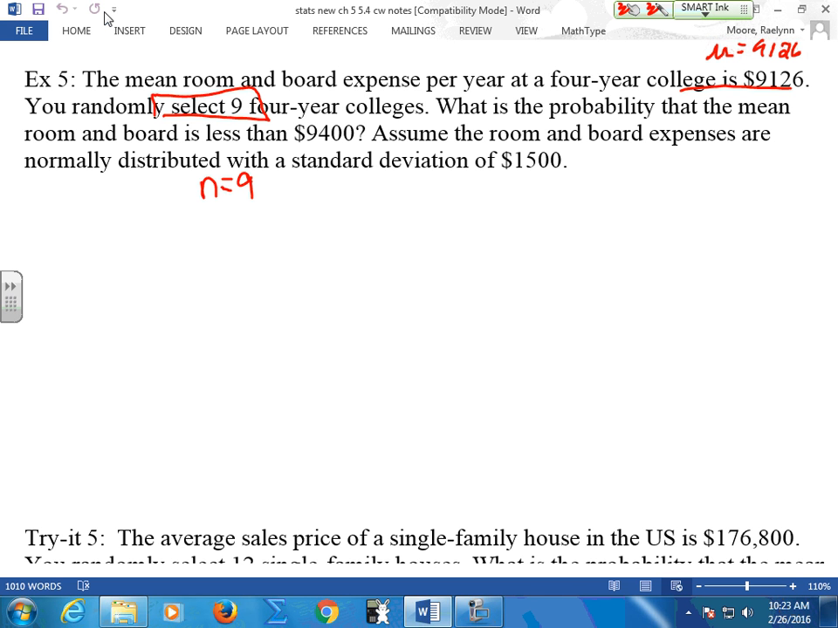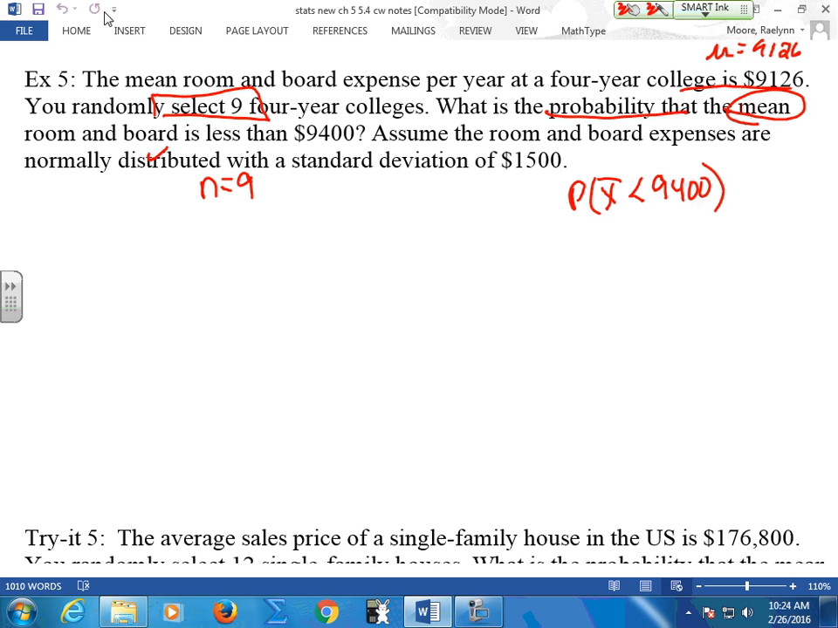So now, instead of dealing with the population, I'm going to deal with the sample. What is the probability? Probability means area under the curve. The probability that the mean, how do I represent a mean? The mean, the average, like when you do it in your calculator for L1, what does it say up there? X bar is less than $9,400. Assume that the room and board expenses are normally distributed.